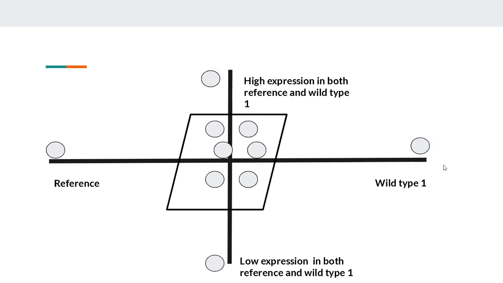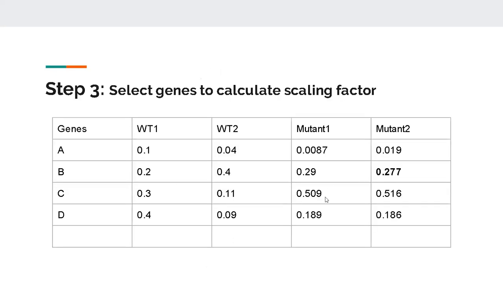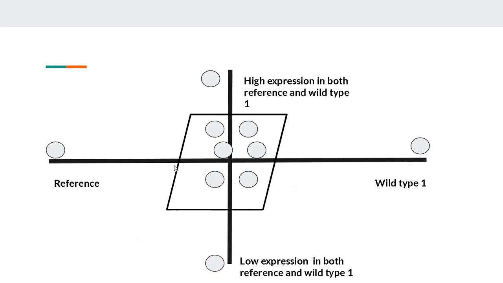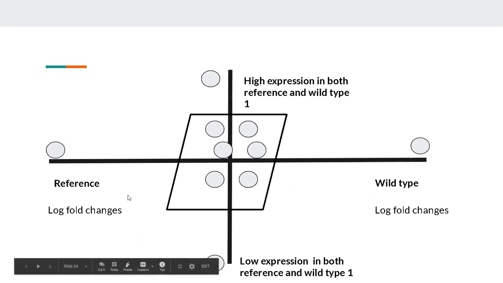One way that we can quantify such genes is by log fold changes. So when I say log fold change, what I mean is, let's say gene A is the one that is biased. It's on the reference side. It's on the wild type 1 side. So what you would do is divide 0.1 by 0.019 and take a log of it. So that would tell you how much it is overexpressed or underexpressed in either of these conditions. So these are the biased genes that you can take care of with the log fold change.